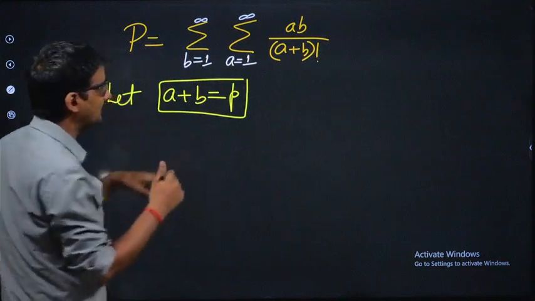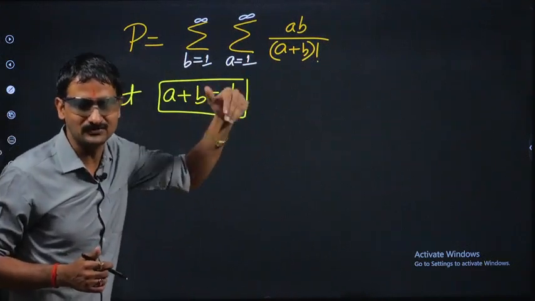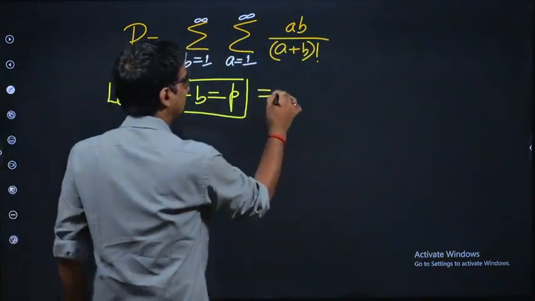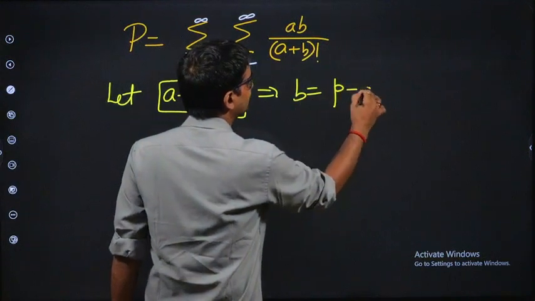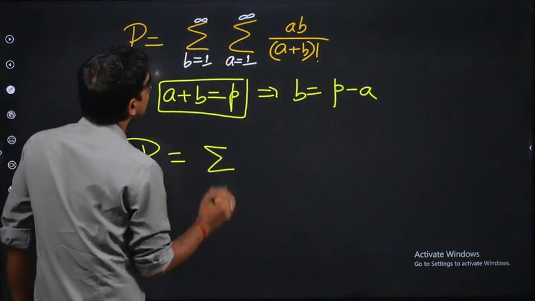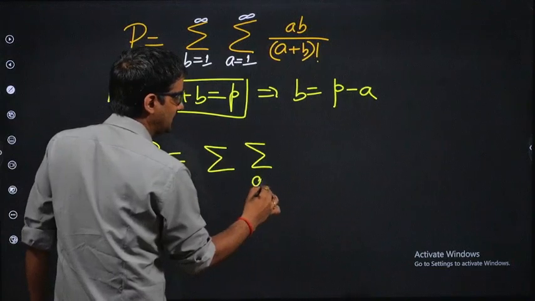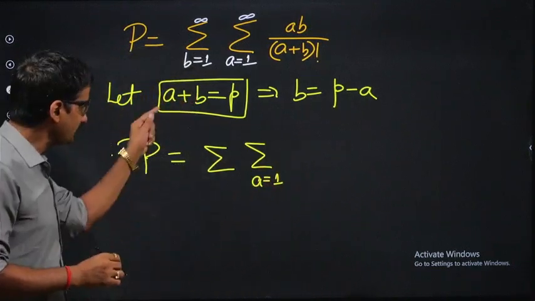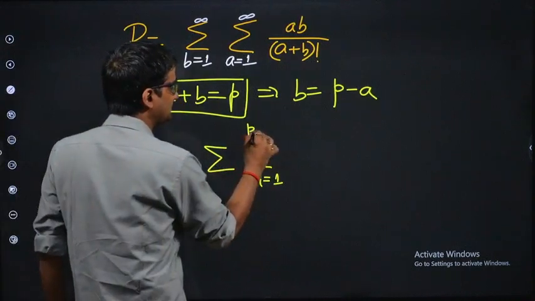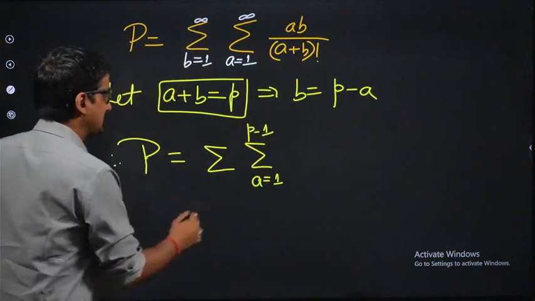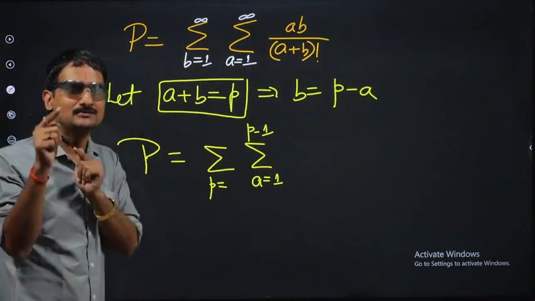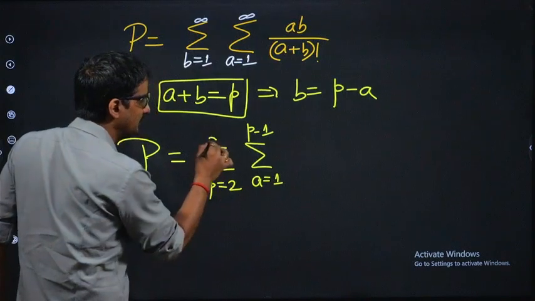Now we have to get rid of one of the variables because we have introduced one new variable, p. So let's replace b in terms of a, so b equals p minus a. Then a goes from 1 to, since the minimum value of b is 1, the maximum value it can take is p minus 1. And because both a and b start with 1, the minimum value of p is 2, going to infinity.